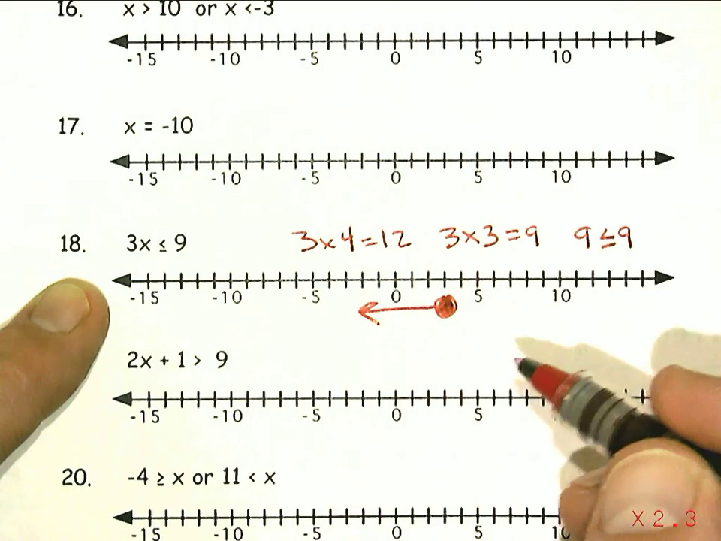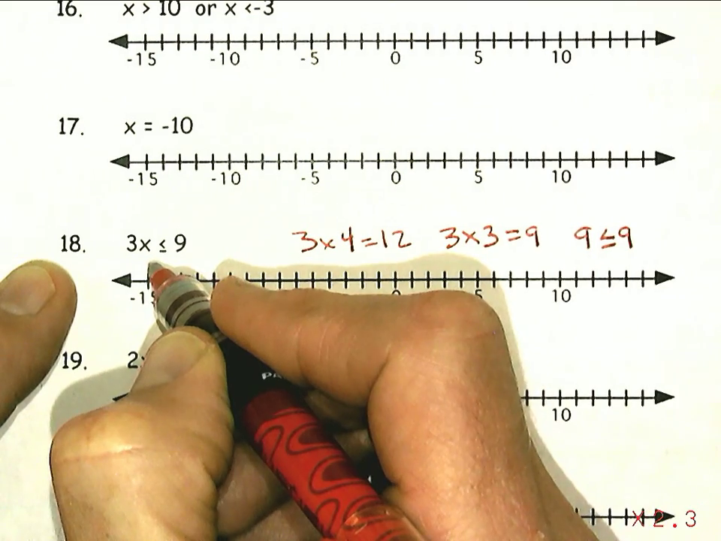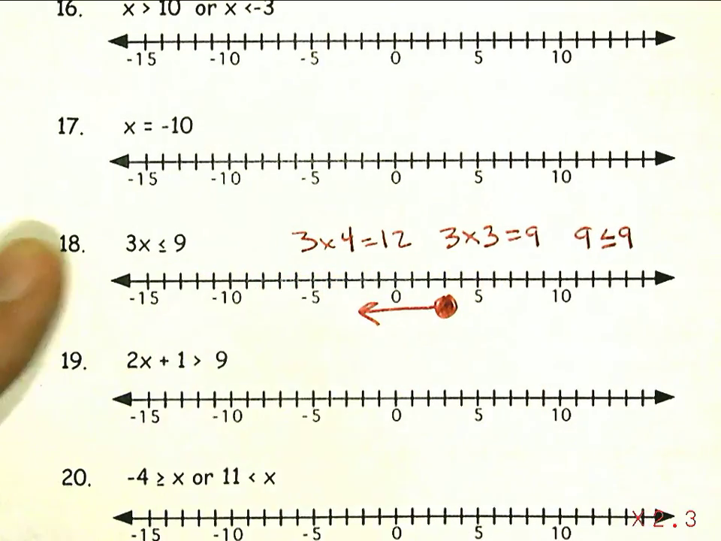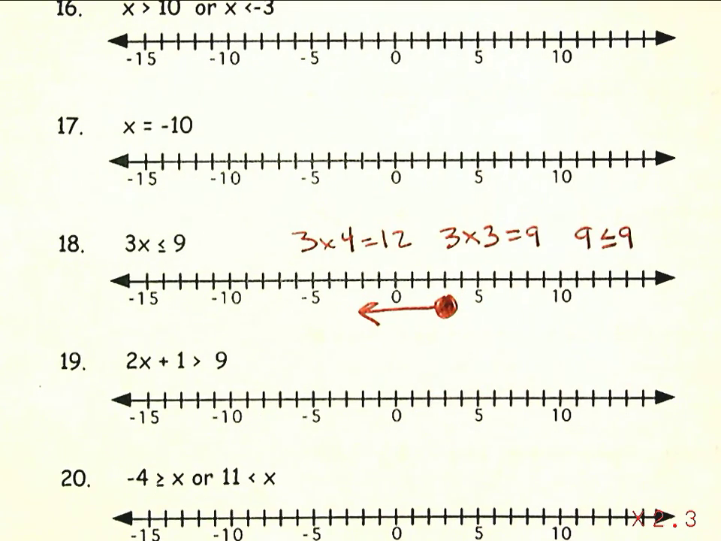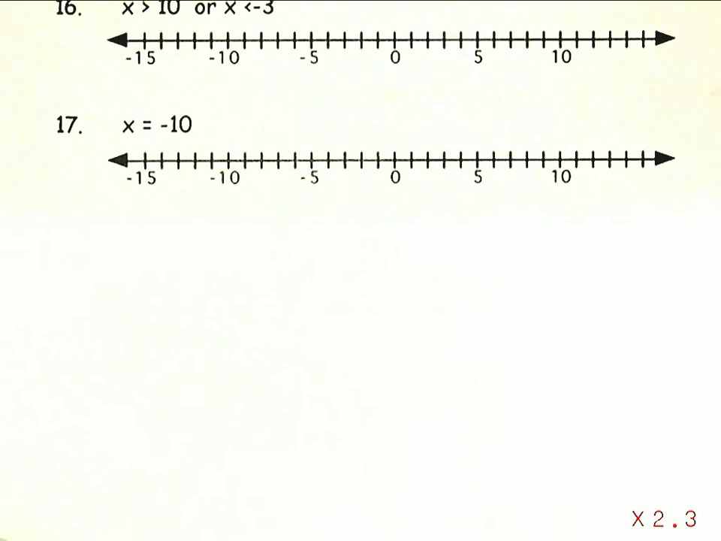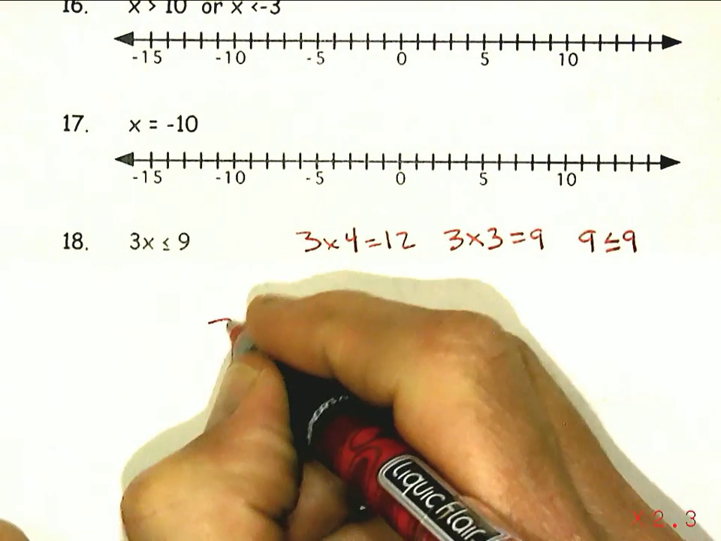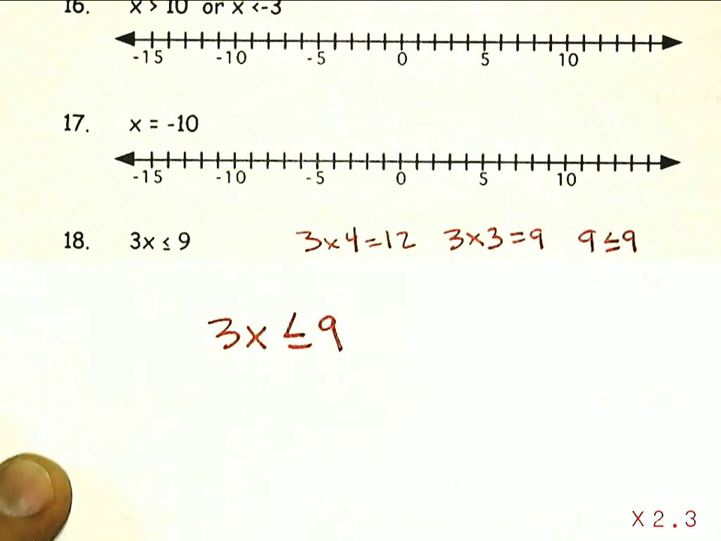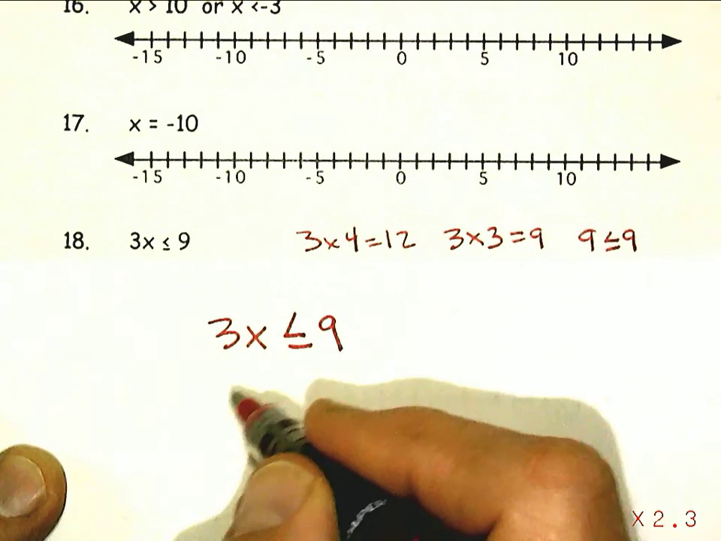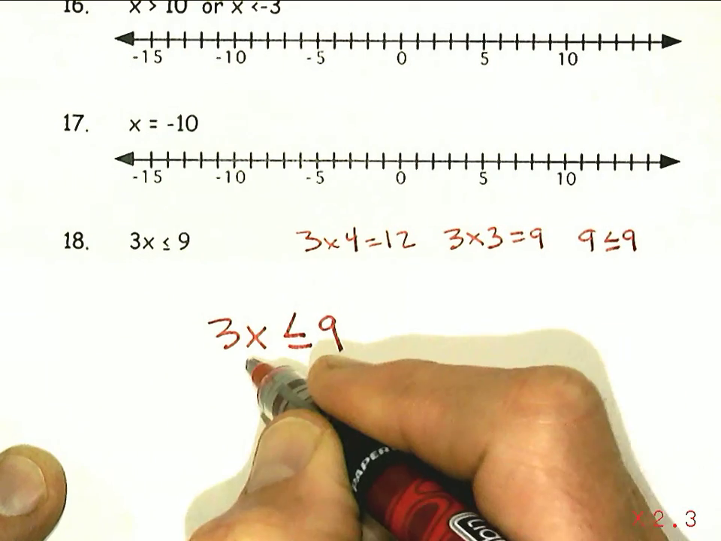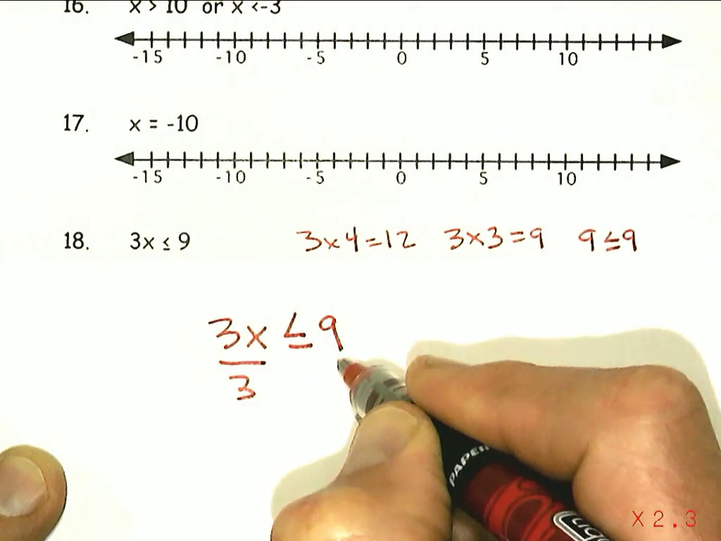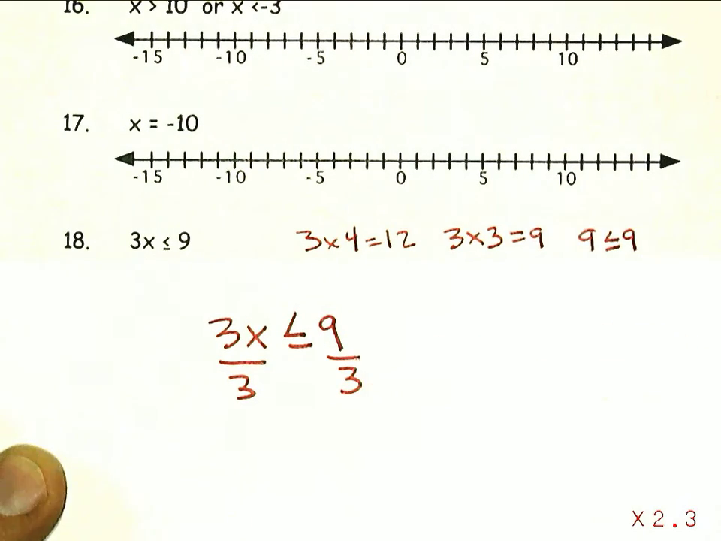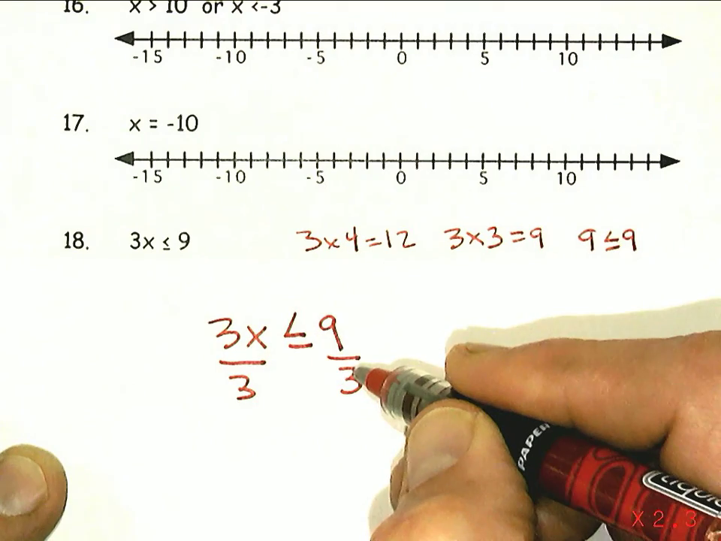Or the other way to look at this is as an equation. And in any equation situation, if I just take my equation and I solve it, so if I have 3x is less than or equal to 9, and I just solve for x. So in other words, I do the same thing to both sides of the equation. I divide both sides by 3. Because you can do that. You can do the same thing to both sides of any equation.